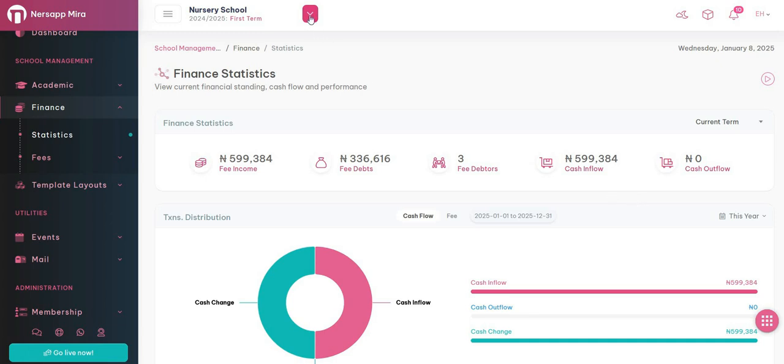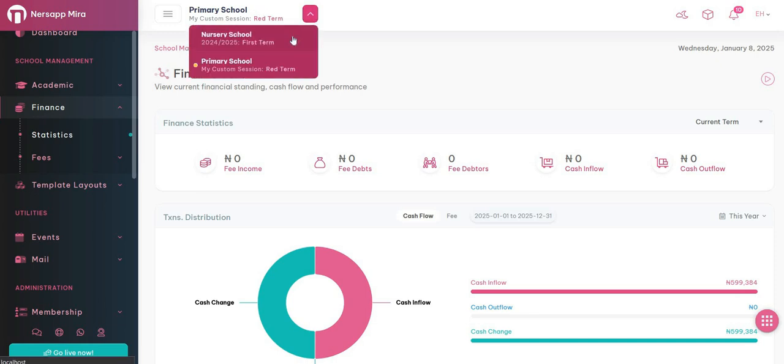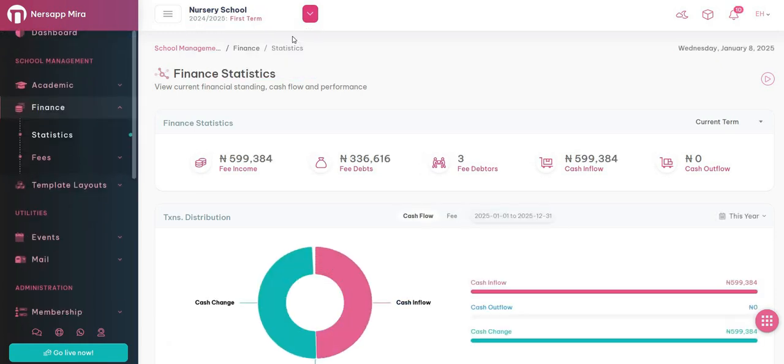As you can see, I can switch now to primary school level. You can see for primary school, there are no financial statistics because there probably are no students here. But let's stick to nursery school for this tutorial.